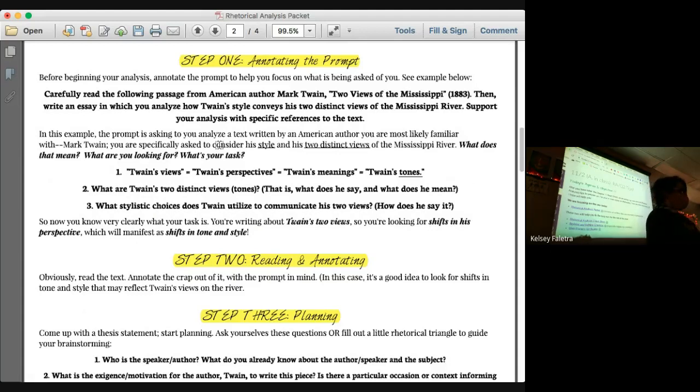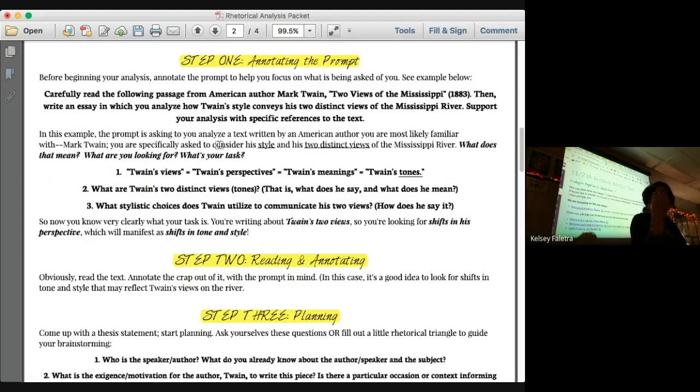I annotated for you what I think would be significant for the rhetorical situation and my understanding of the passage, right, Stephen? Yeah. So I know that he's American. I know that he wrote after the Civil War, because it says 1883, so I say he's a realist and a naturalist, because that's not necessarily common knowledge, but obviously an English teacher should hopefully know that. I know that I'm supposed to analyze style, and I'm supposed to look at his two distinct views, or his two distinct perspectives, or his two distinct attitudes toward the Mississippi River. So I'm looking for tone, right?